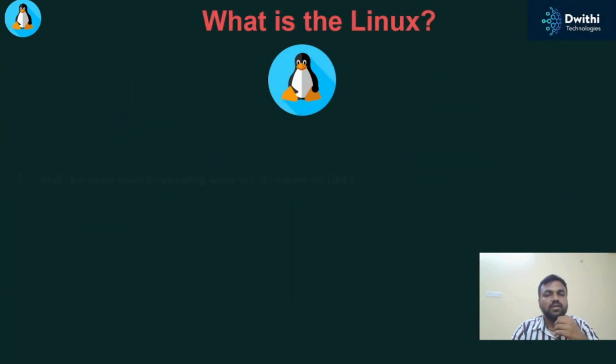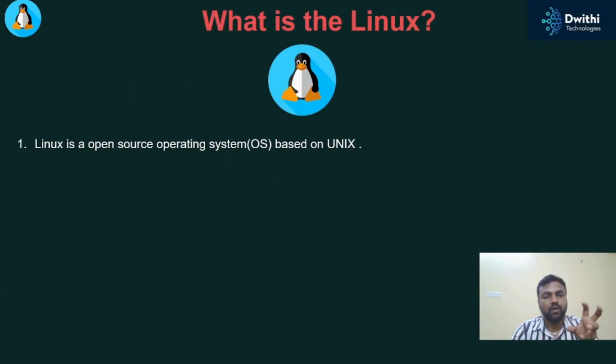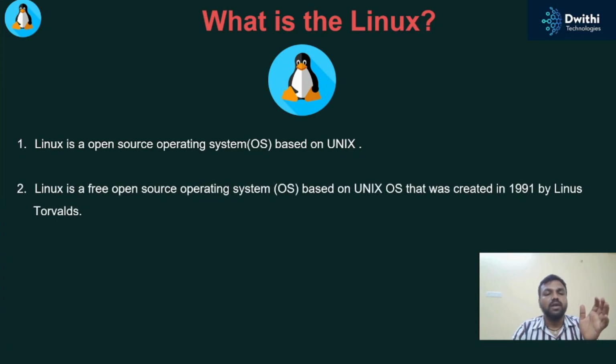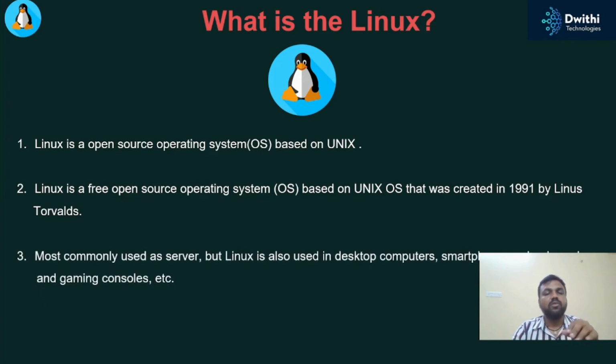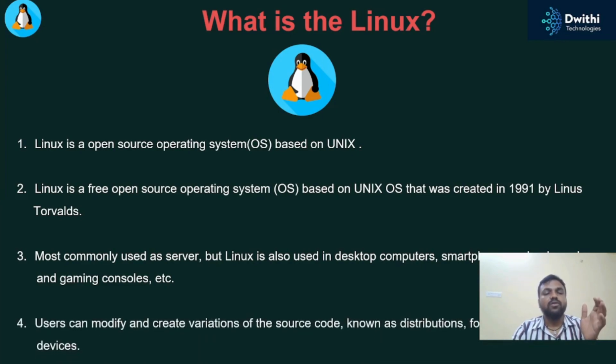So what is Linux, guys? Linux is an open source operating system which is derived from Unix, based on Unix itself. It was created in 1991 by Linus Torvalds. Linus Torvalds created this operating system. We use Linux operating systems in various fields like computers, servers, gaming, smartphones, etc. Users can modify it: you can change the Unix operating system, and from Linux itself you can write your own code and release it as well.